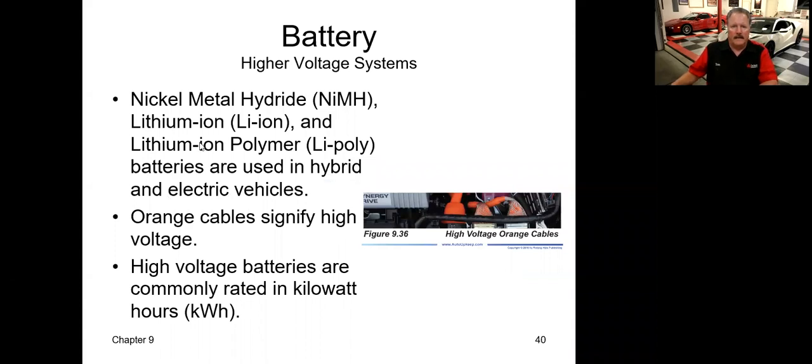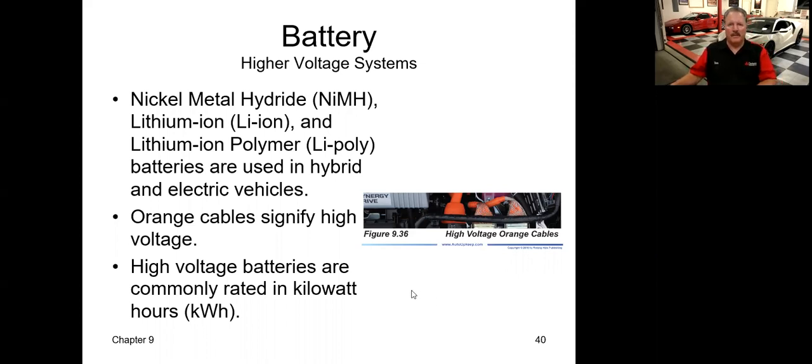Nickel metal hydride batteries are used in hybrid vehicles and electric vehicles. Orange cables signify high voltage. These orange cables on hybrid systems, don't be hooking your radio into one of those. That's definitely going to be a problem. You need to wear special gloves to work around these particular orange cables. They're very high voltage. Don't mess with them unless you know what you're doing.